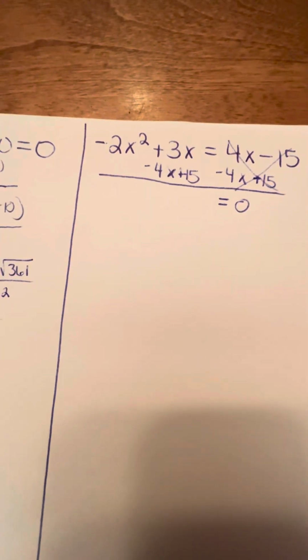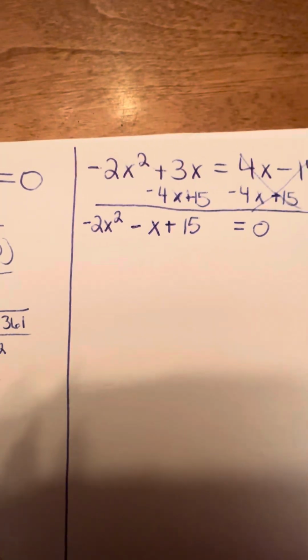Now nothing is over here. This is equal to 0 like we need it to be. And then we're just going to go ahead and combine like terms. Negative 2x squared. We've got a 3x plus a negative 4x, which is going to leave me with negative x, or negative 1x. And then we had no constants on this side, so now we just have the plus 15. And now everything is all set.